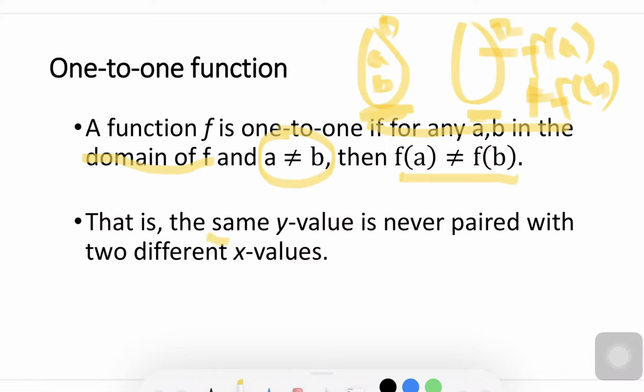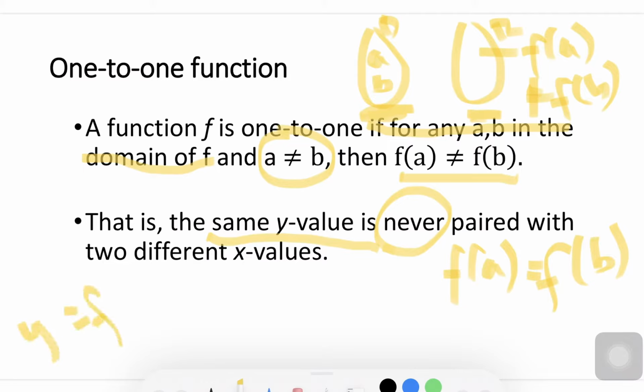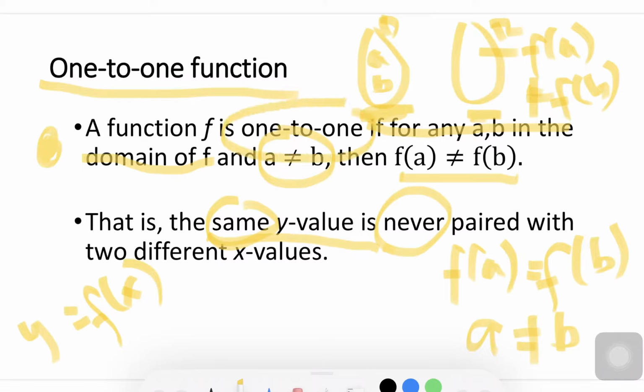So that is, the same y value is never paired with two different x values. Meaning if f of a and f of b, these are also y because y is equal to f of x, right? So if they are equal, if they are the same, then it is not true that a and b are distinct. That is another way of saying that a function is one-to-one. But later we will have another definition, the contrapositive of this one, which we'll be using for our solutions. So literally, when we say one-to-one, an element in the domain must be paired to exactly one element in the range.